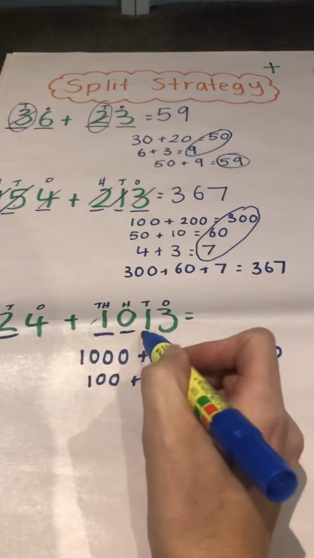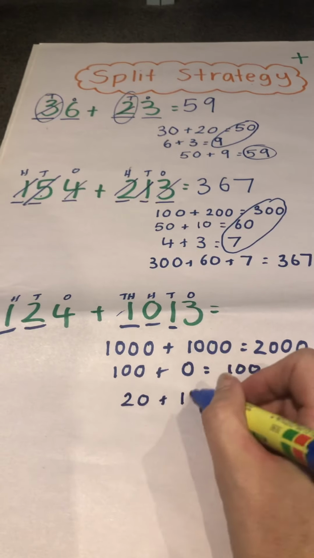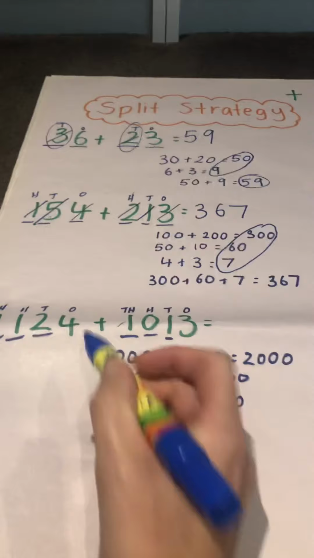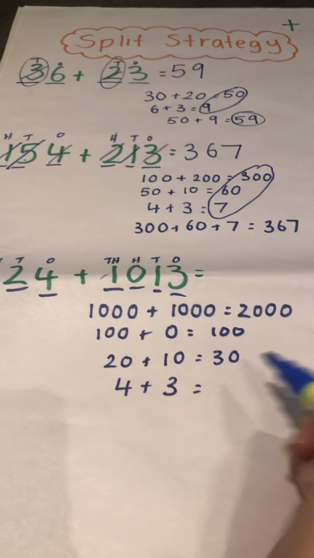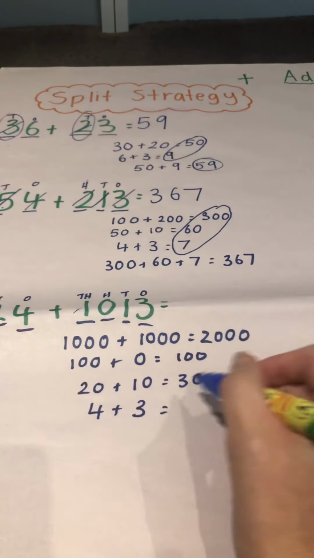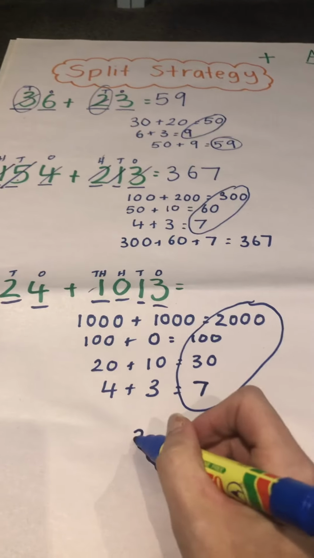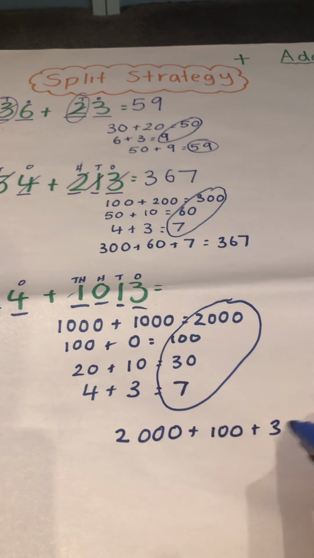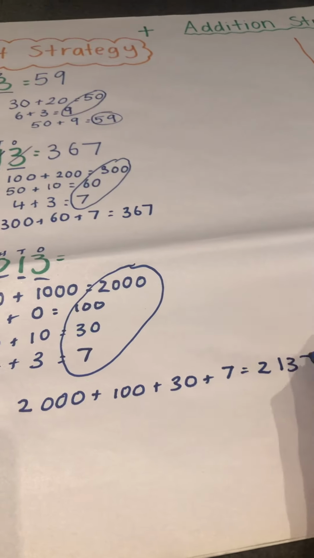Then move to your tens. Okay, so we've got 20 over here on this number, plus 10 over here on this number. So that equals 30. Okay, and then finally your ones. So we've got 4 little ones plus 3 little ones, and 4 plus 3 together equals 7. And last line of working out, we add these together. So 2,000 plus 100 plus 30 plus 7 equals 2,137.